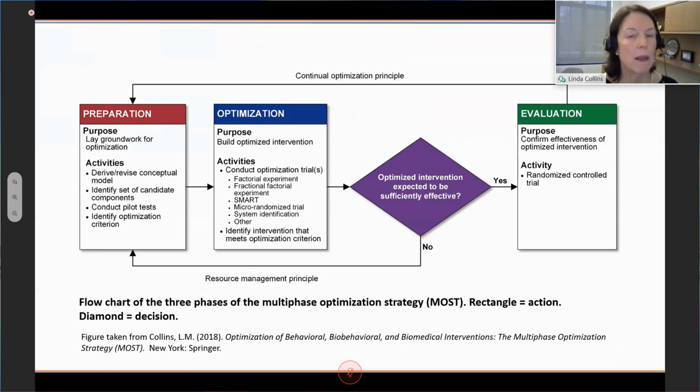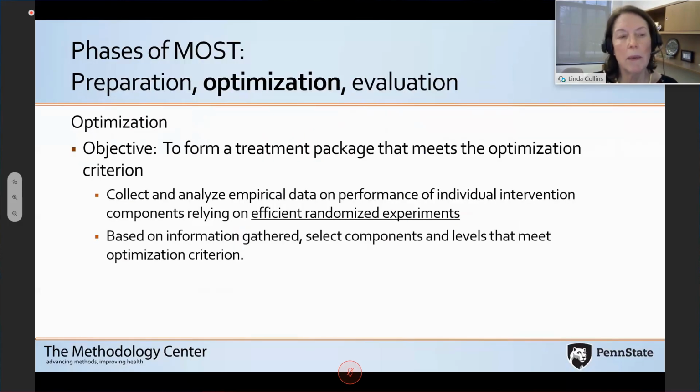And you also would identify a clearly operationalized optimization criterion, which we can talk about more a little later if we like. The next phase is the optimization phase, and this is the one that's really different. The objective of the optimization phase is to form a treatment package that meets the optimization criterion that you've selected. So, for example, perhaps the optimization criterion you've selected is you want to identify the most effective intervention you can build that can be implemented for $500 a person or less. So you want the most effective intervention you can build, but a constraint is it has to cost no more than $500 a person to implement.